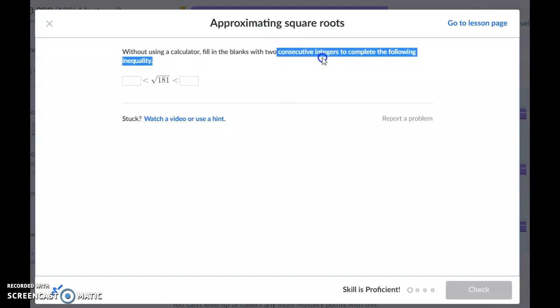Consecutive integers. So consecutive means back to back, one right after the other. When it's talking about two consecutive integers, it's talking about two numbers that are back to back, like 1, 2, or 3, 4, or 99, 100. Those numbers are back to back.